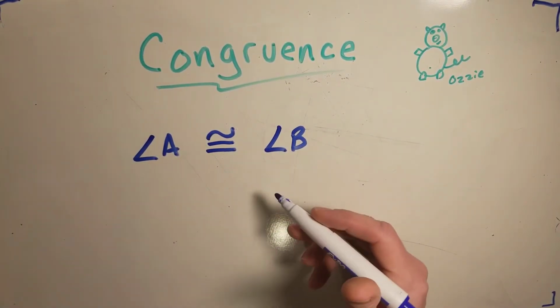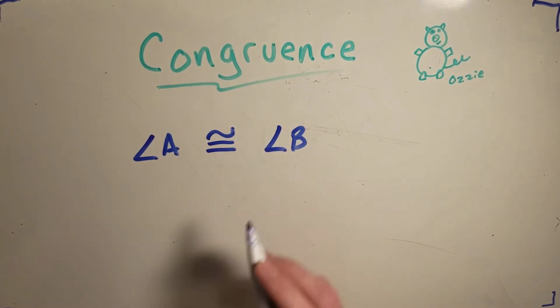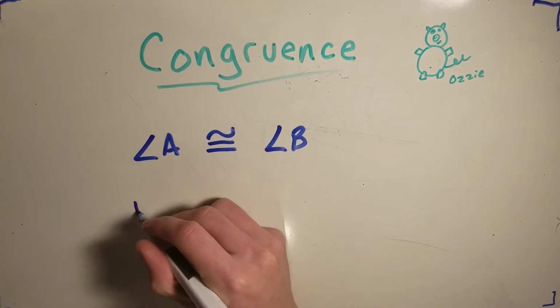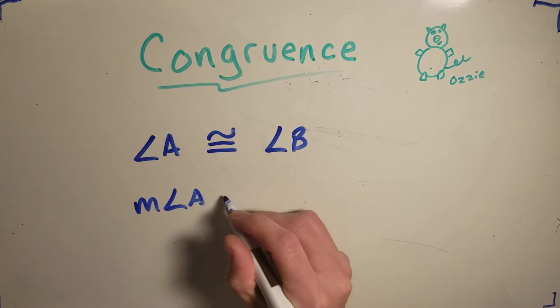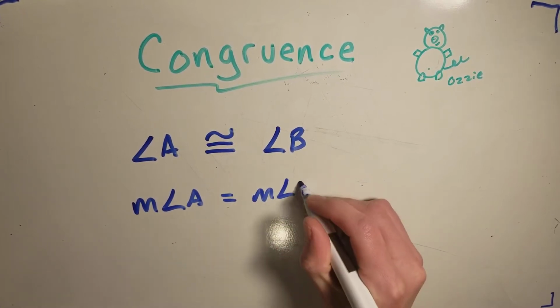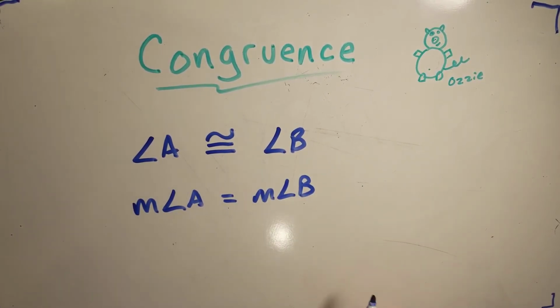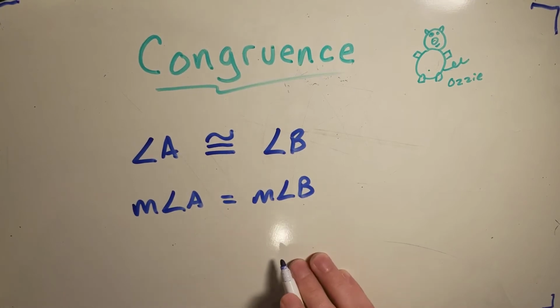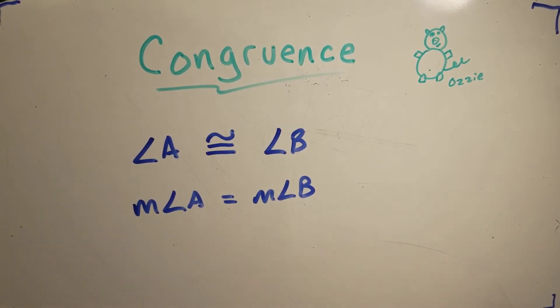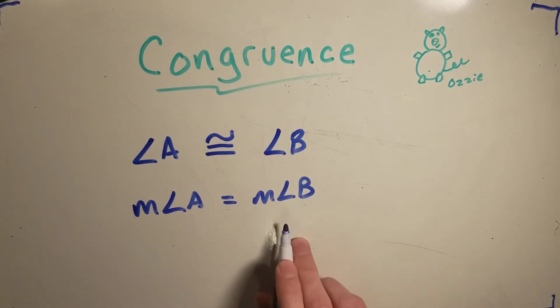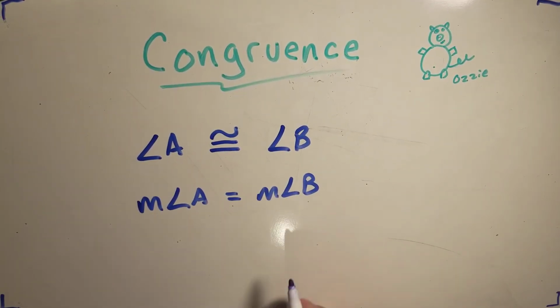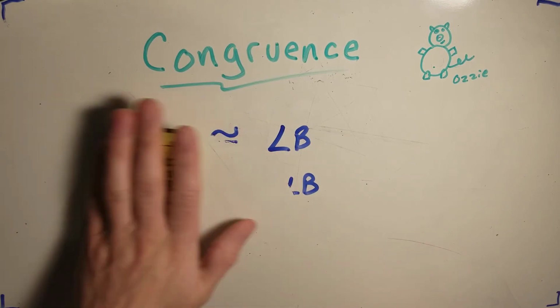That just means that the two angles are congruent. And for now, all that tells us is that if angle A is congruent to angle B, then the measure of angle A is equal to the measure of angle B. And then we can use that to find missing angles, things like that. Today we're going to focus mainly on one very special type of angle, and that is vertical angles. Vertical angles have the property that they are congruent to one another, meaning their measures are equal. So let's hop into an example.